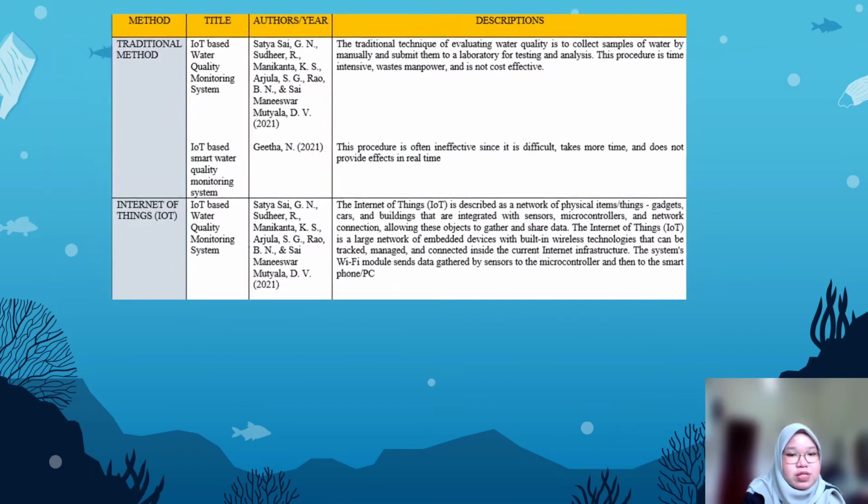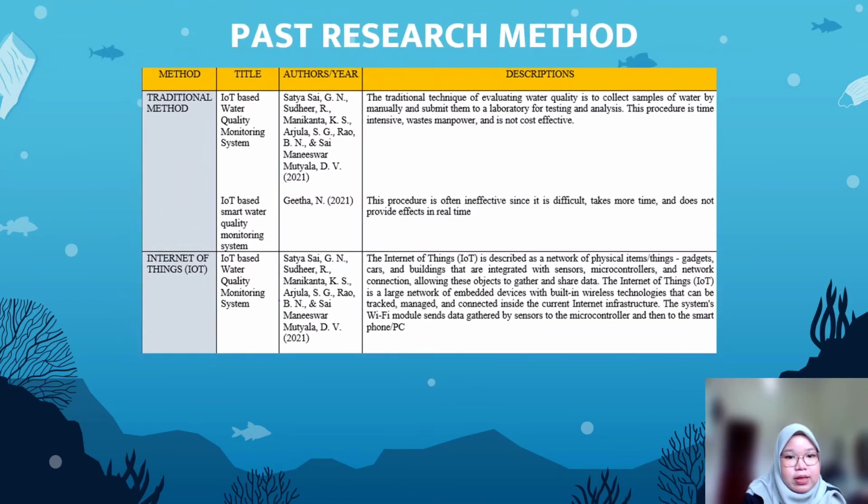For the past research methods, the traditional method of evaluating water quality is to collect water samples manually and submit them to a laboratory for testing and analysis. For the Internet of Things, it is a system of Wi-Fi modules that sends data gathered by sensors to the microcontroller and then to the smartphone or PC.